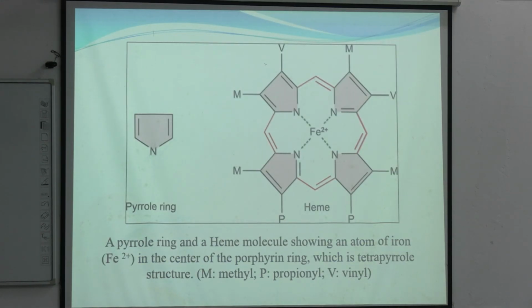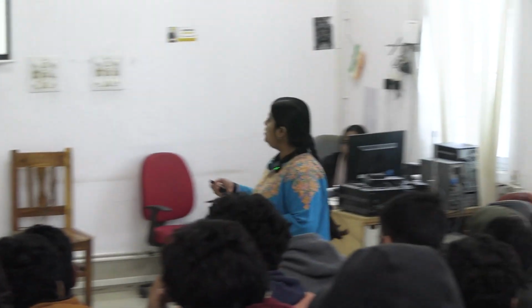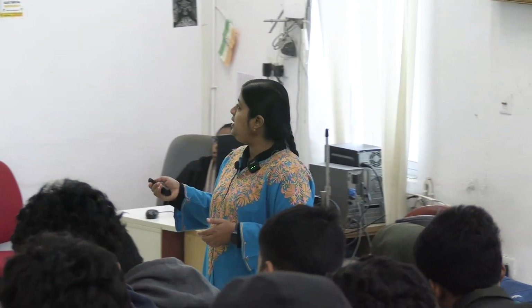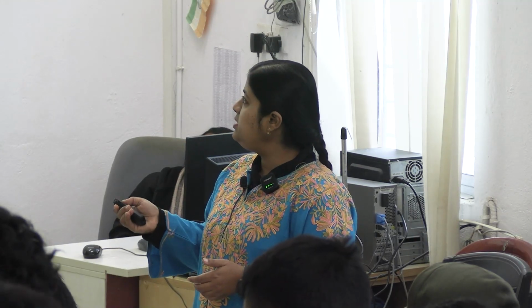Look at this. This is the structure of heme, where the iron is already in coordinate bond with the nitrogens of the pyrrole rings. Here there is no iron, right? So, this is only the porphyrin ring. Here it is the heme, ferroprotoporphyrin. Okay, MV, MV, MP, PM. So, this comes under the group 3 porphyrin.